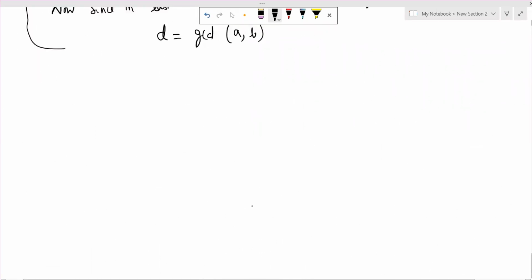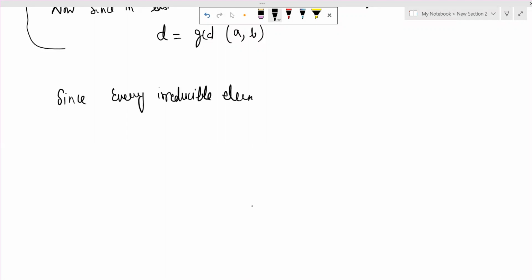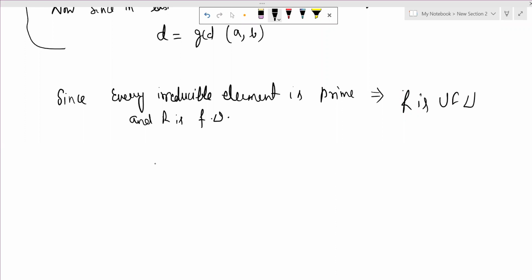So this implies, since every irreducible element is prime, and R is a factorization domain, this implies R is a UFD. So we are done.